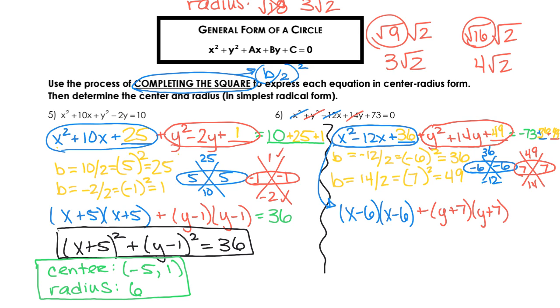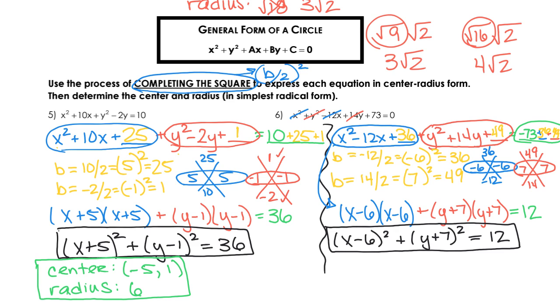Okay, and now we're going to go ahead and do the part after the equal sign there. Combine our three numbers of negative 73 plus 36 plus 49 for a grand total of 12. Okay, we have one more step. We're going to rewrite this as x minus 6 all squared plus y plus 7 all squared equal to 12. And now we are finally in center radius form.